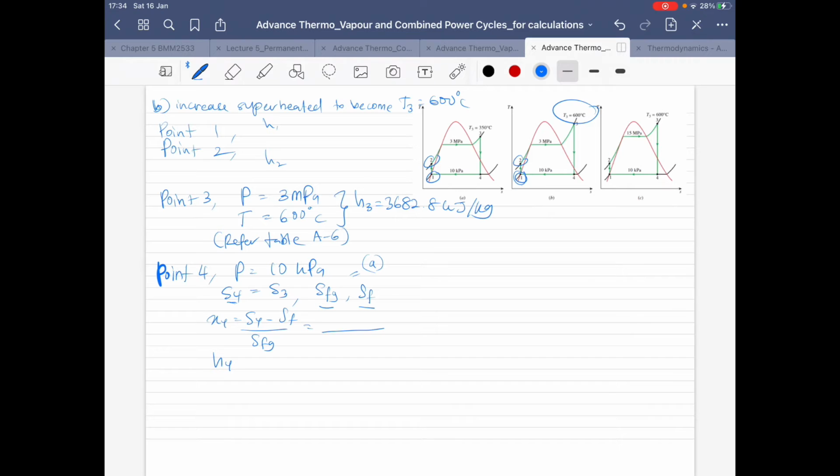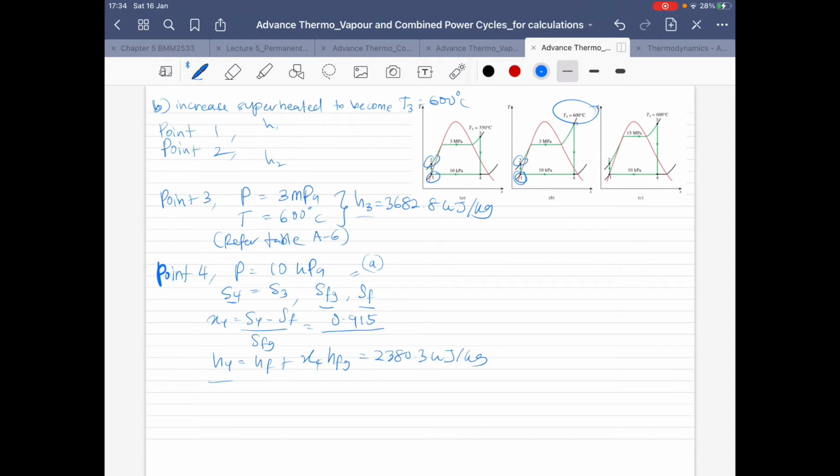So H4 will be like this: Hf, the fluid, plus a fraction of Hfg. And then the answer for this is, okay, I give you the answer. X4 is equal to 0.9. So make sure you calculate it and you get H4. So you have H4, you have H3. Okay, now I believe we can start to calculate Q in and Q out.